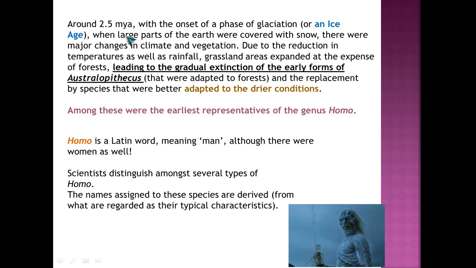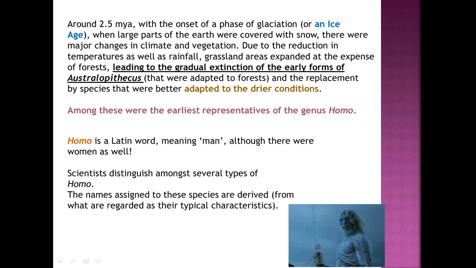Do you remember that they evolved from hominids, which were four-limbed? So they started getting extinct, and were replaced by species that were better adapted to the drier conditions. So there was a group of species that were more adapted to the drier conditions, and some of the earliest representatives of the genus Homo. Okay, so from there we have Homo.